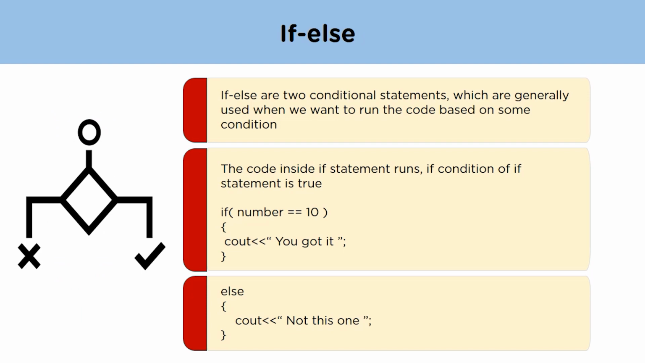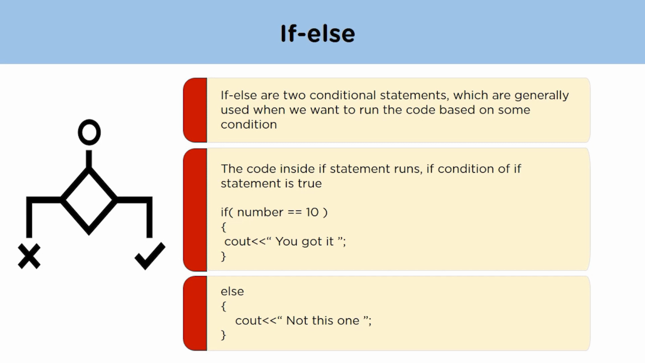Next is if-else statements. If-else are two conditional statements that are generally used when we want to run code based on some conditions. We run a block of code inside the if statement only if the condition is true. For example, if the number variable here is equal to 10, then only the block of code will execute and print the message "you got it". Otherwise, it will run the else block and display the message written inside that block, which is "not this one".